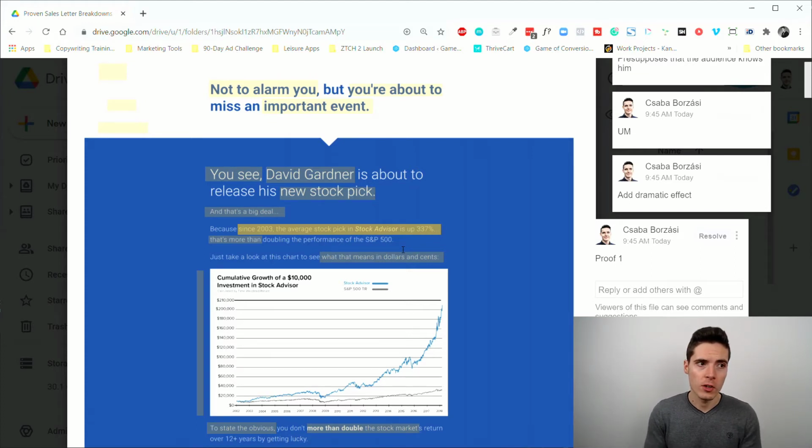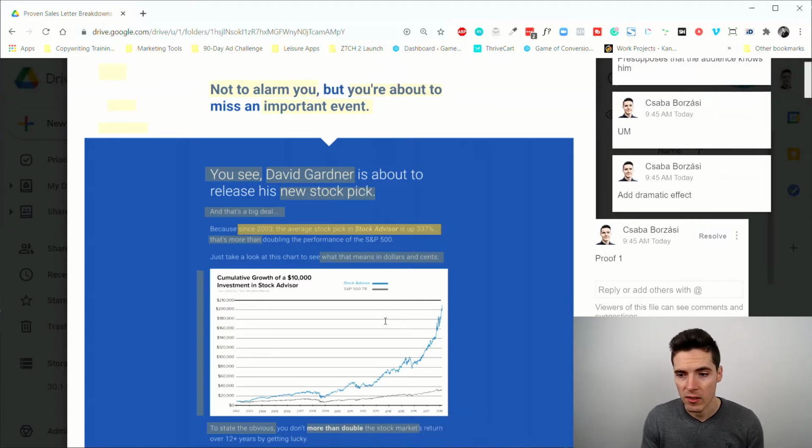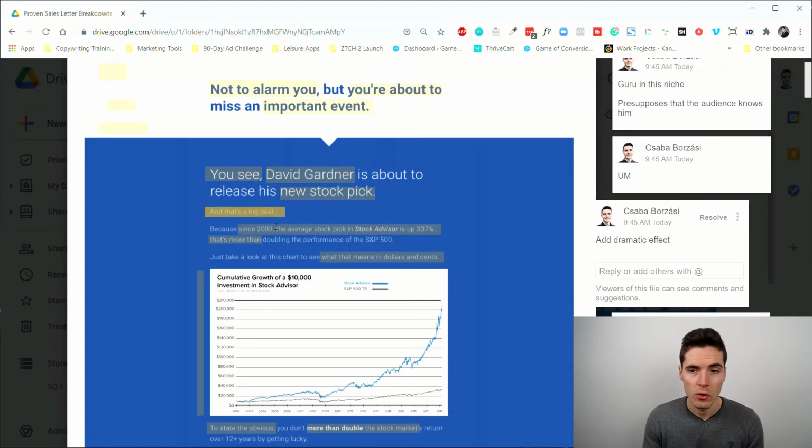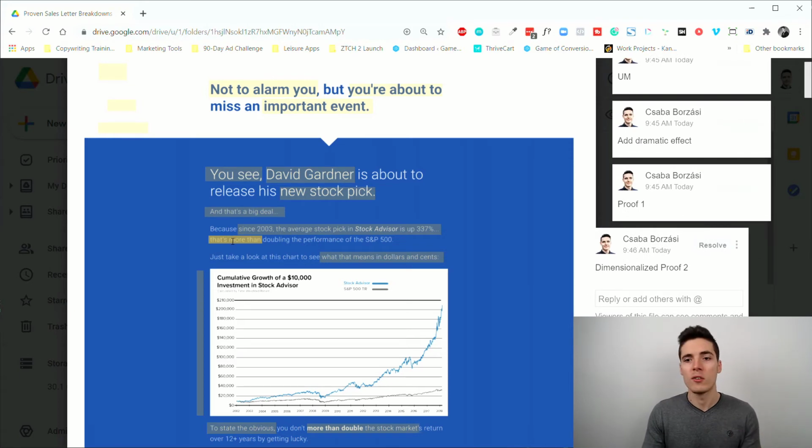So that's one of the good. I think this is one of the benefits of this niche, the financial niche, is that whenever you show proof like this graph, it implies the benefits as well, which is pretty powerful. So, and that's a big deal. This adds dramatic effect because since 2003, this is proof 1. So, like the Stock Advisor, the newsletter that we're trying to sell here, is up 337%. That's proof 1. And then very smartly, the writer goes on to dimensionalize this with proof 2 by saying, that's more than doubling the S&P 500.